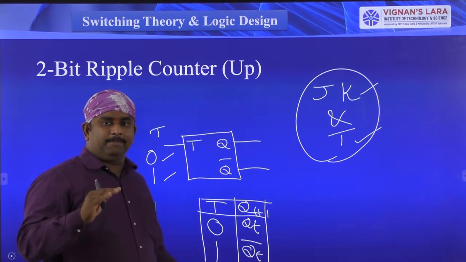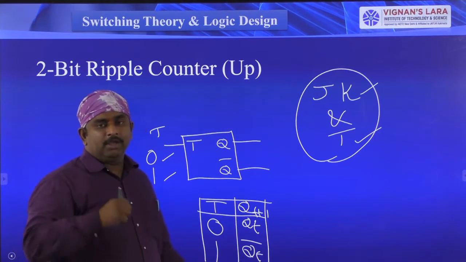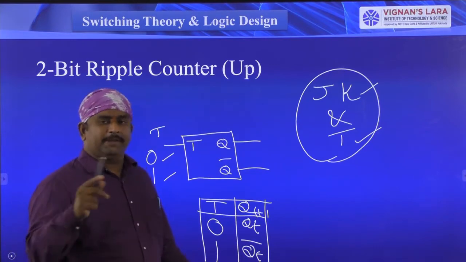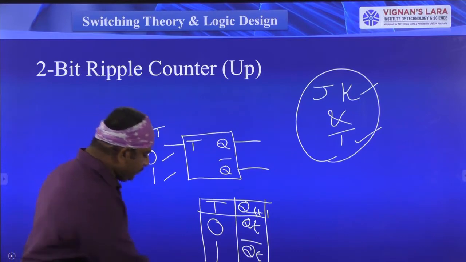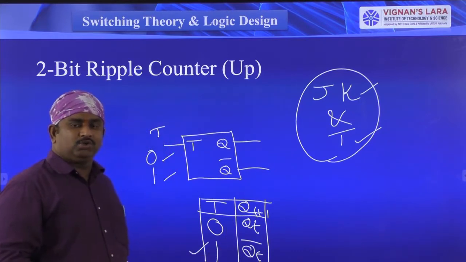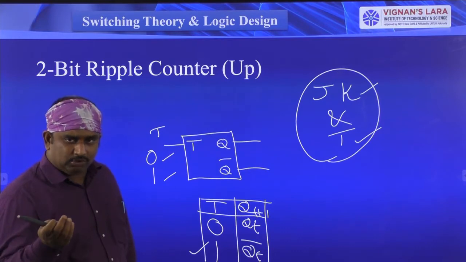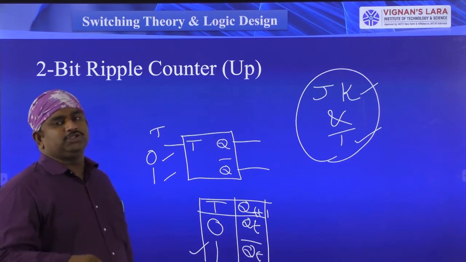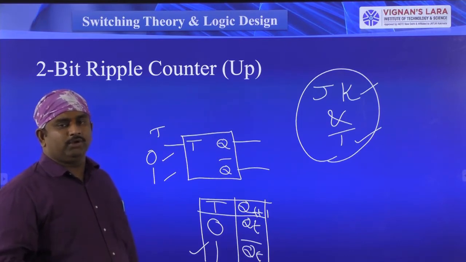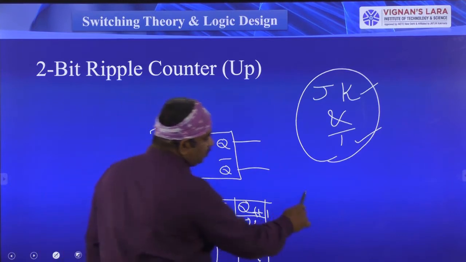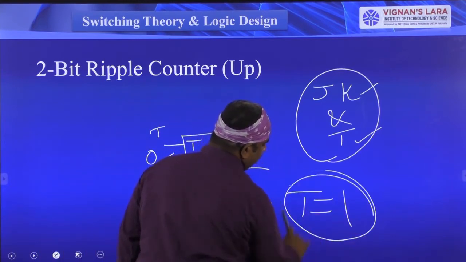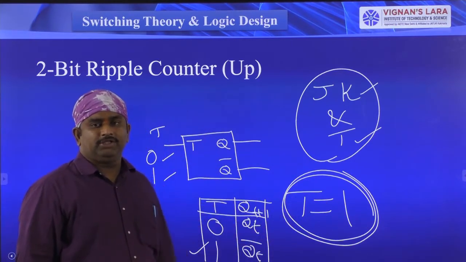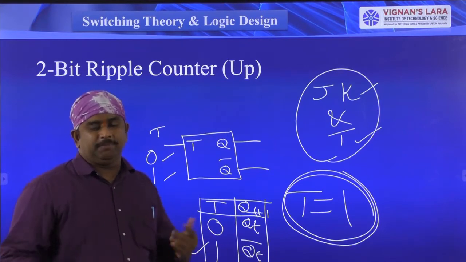Okay, so for example, if you have T input equal to 0, if the previous output is 1, the present output is also 1. If the previous output is 0, the present output is also 0. When T is equal to 1, if the previous output is 0, then the present output is 1. If the previous output is 1, the present output is 0. So this is the operation we are using for the counters. Most of the time in the T flip-flop operation, we take the T is equal to 1 combination. With that combination, we are developing different types of counters.